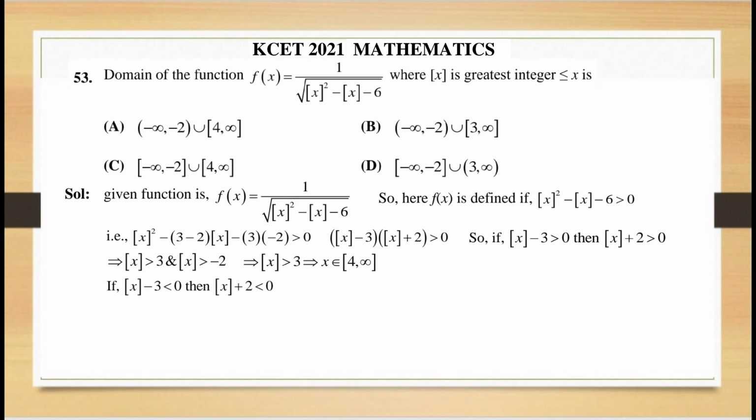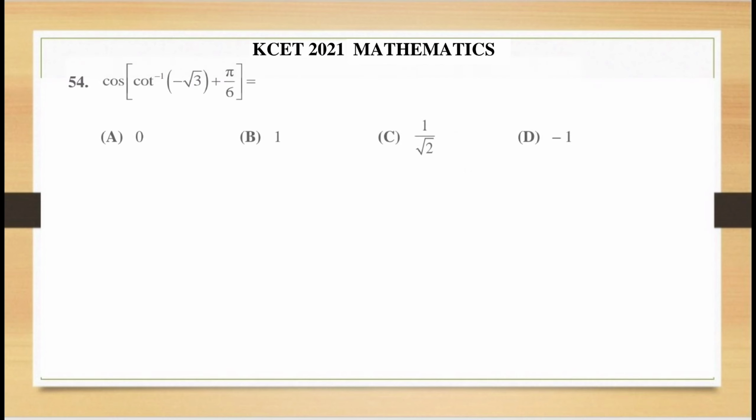Now if x − 3 is less than 0, then x + 2 is also less than 0, which implies x is less than 3 and x is less than −2, which implies x is less than −2. Therefore, x belongs to (−infinity, −2) in the open interval. Therefore, x belongs to (−infinity, −2) union (3, infinity). So option A is correct.